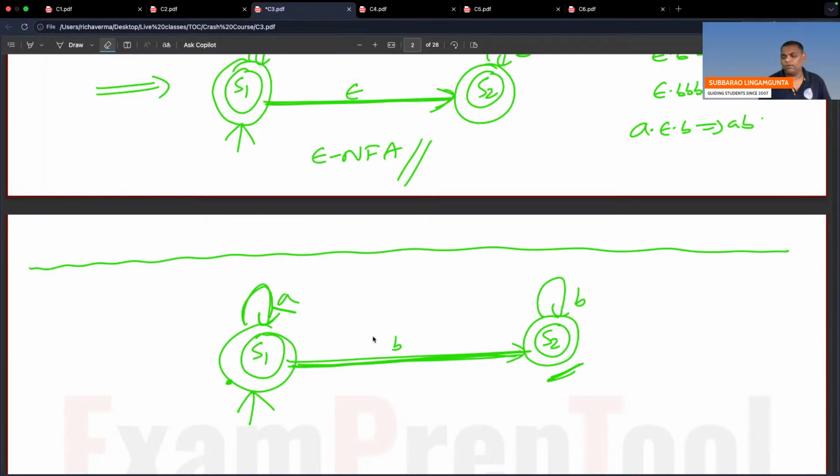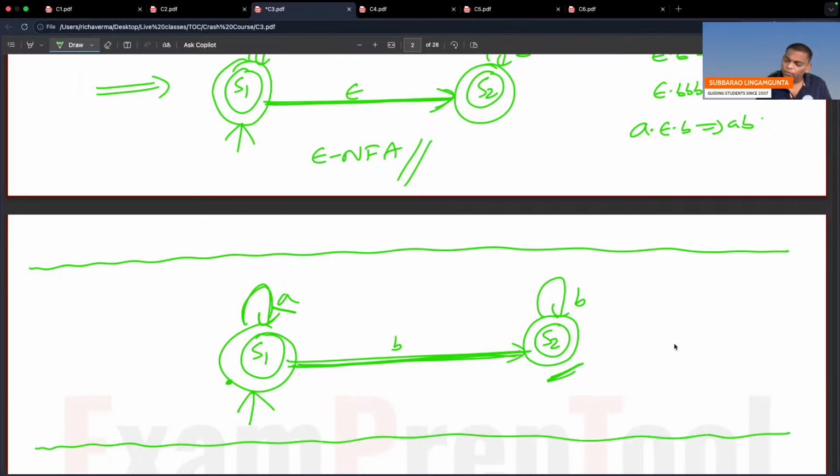That is perfect. Now some people are asking, sir, if I go to S2, already B's came. After B's, is A allowed or not? Not allowed. So should I write a trap state? You no need to write. If it's NFA, no need to take trouble. In NFA, you no need to concentrate on unnecessary things. Fine. It's NFA.